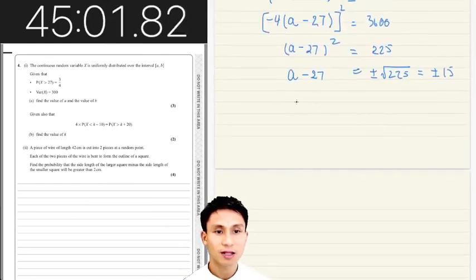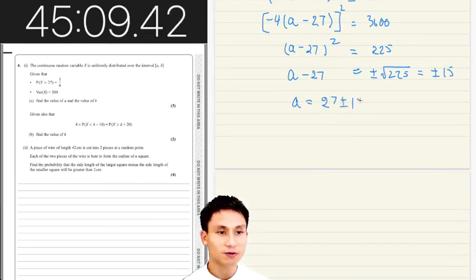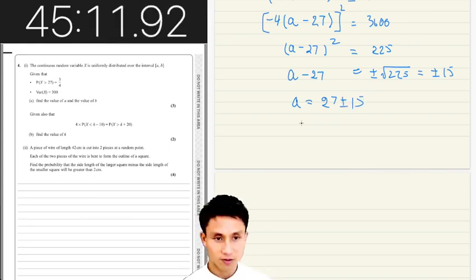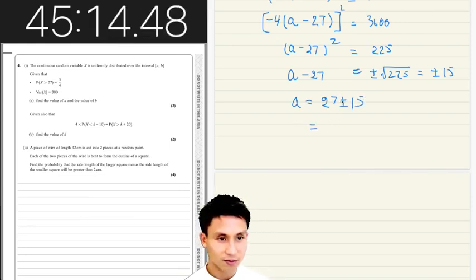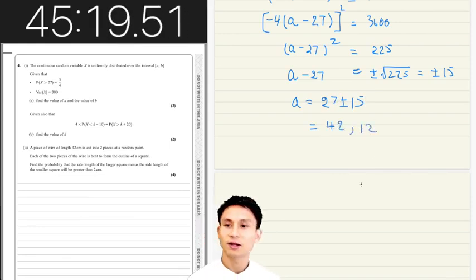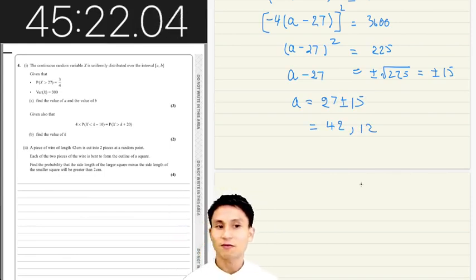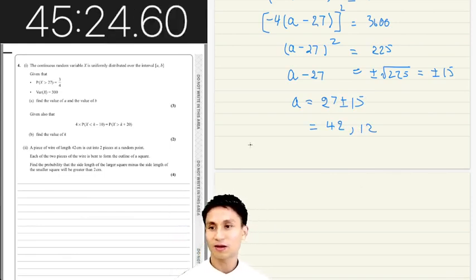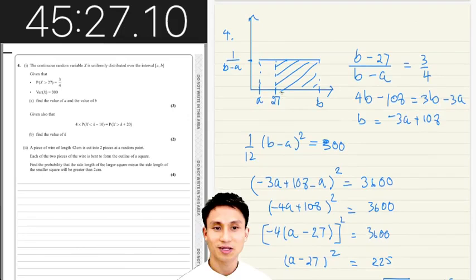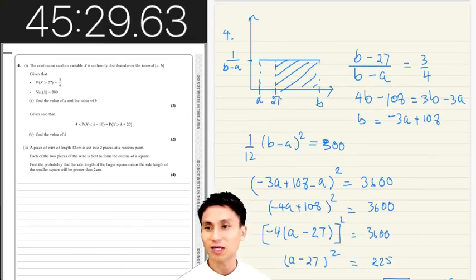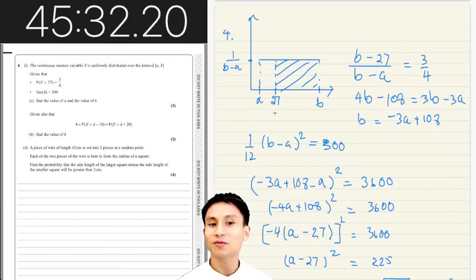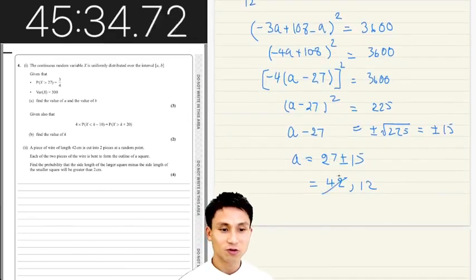And that would mean that a would be equal to, if you undo the minus 7 there, 27 plus or minus 15. Okay, so we can have a equals 42 or 12. Now, does it make sense? If a is 42, that's not possible because 27 would be out of the range, out of the interval. So a must be something less than 27. So we're going to reject that, and we conclude that a is therefore 12.